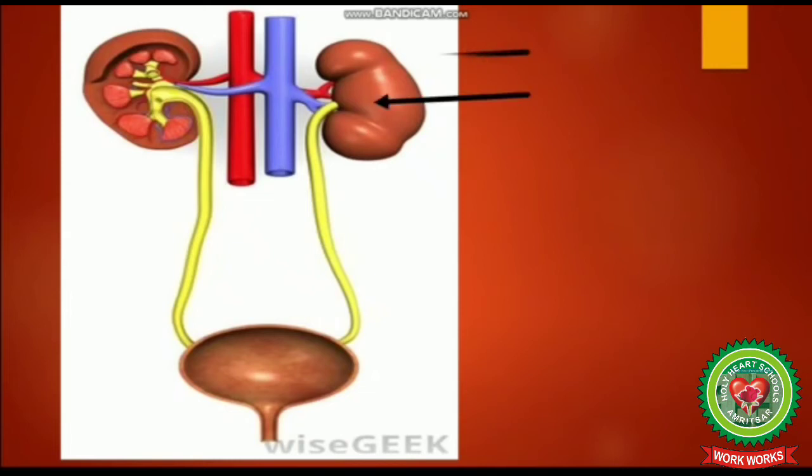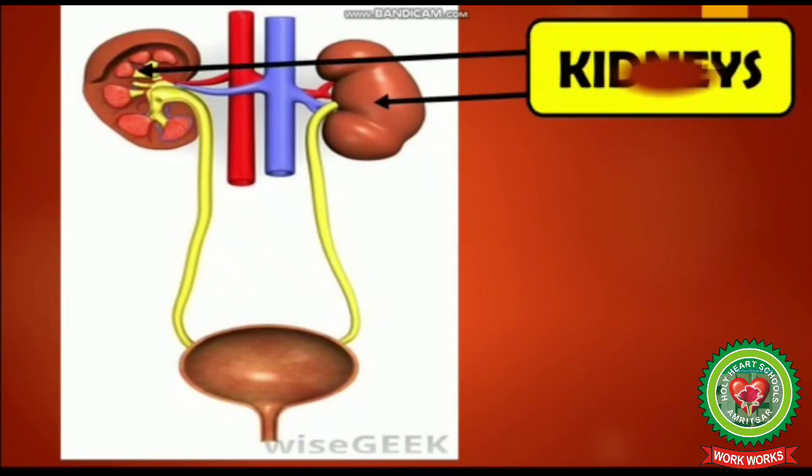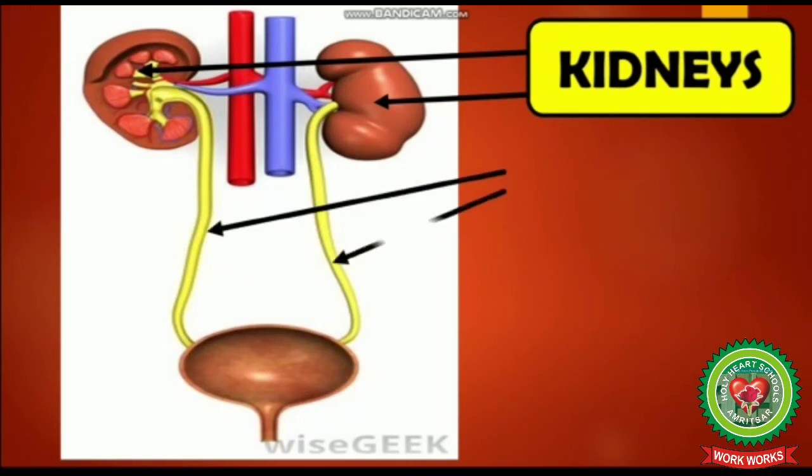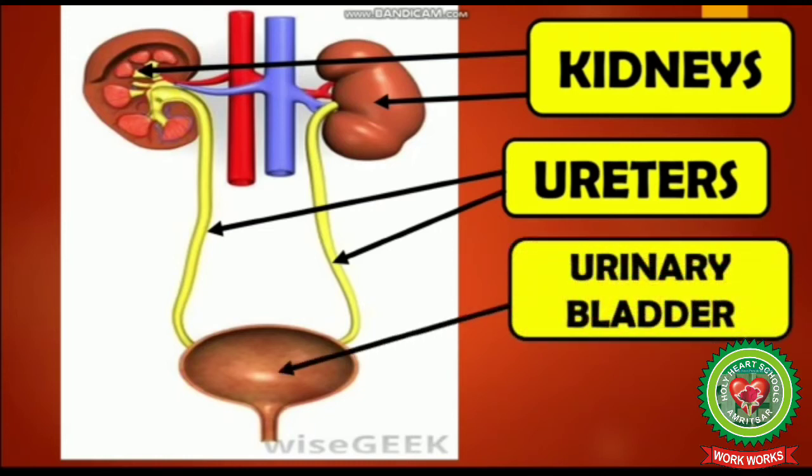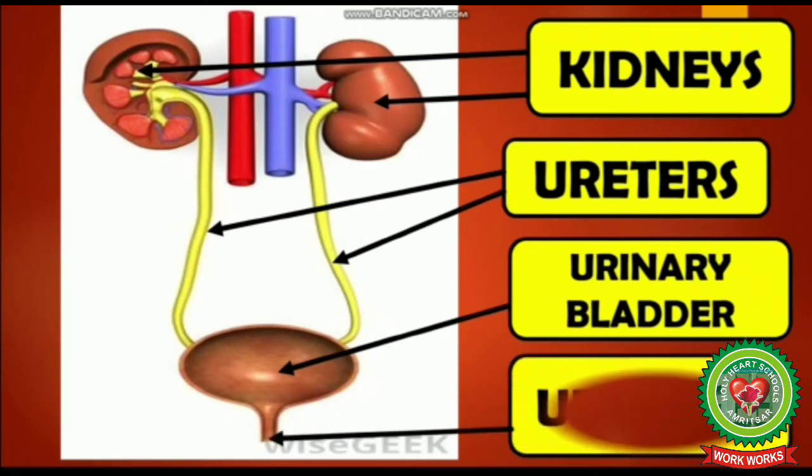Now, number 1, kidneys. These are the bean-shaped structures. Number 2, ureters. These are the tubes which connect kidneys and urinary bladder. Number 3 is the urinary bladder, in which urine is collected. And the last is the urethra. This is the lower opening of the urinary bladder.